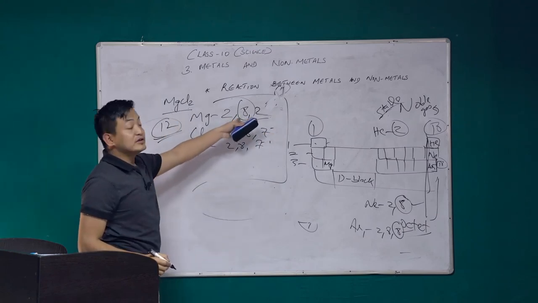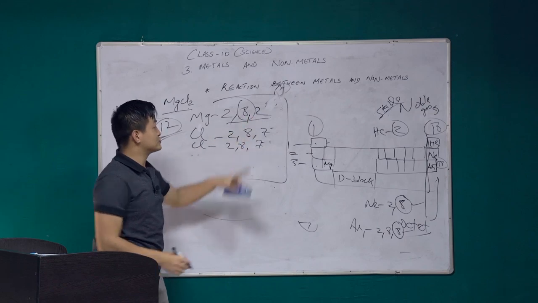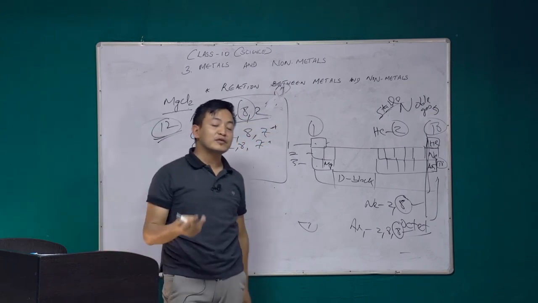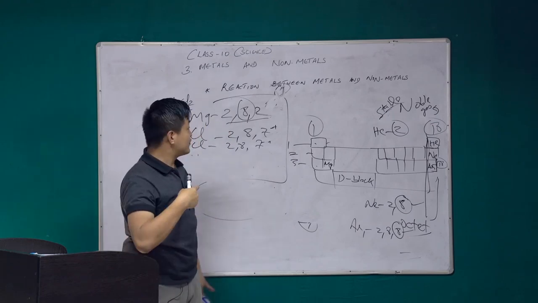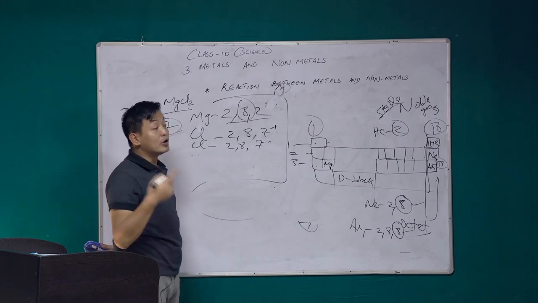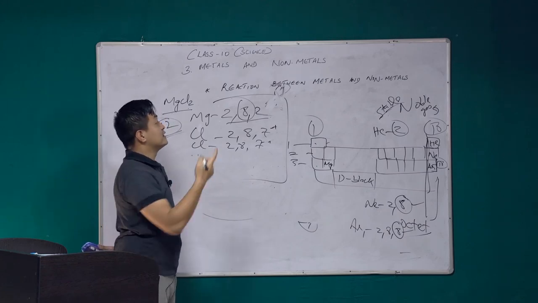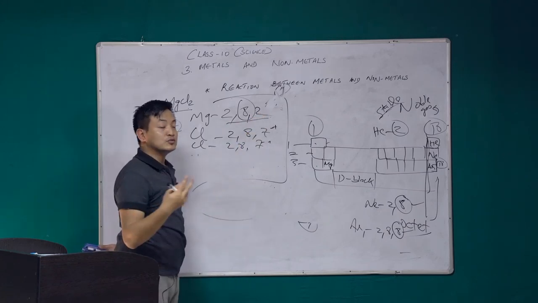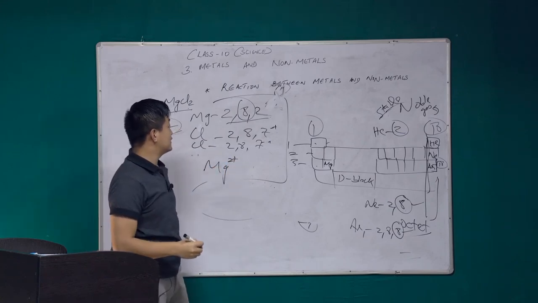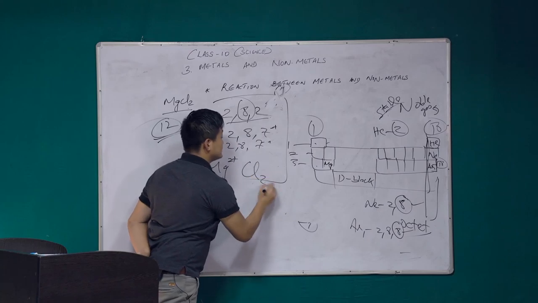So now magnesium would transfer these 2 electrons here, one each here. So that means magnesium is giving how many electrons? 2. So if I'm giving, it means I get a plus charge. How many plus charge will I get? We'll get 2 because I'm giving 2. So we have Mg 2 plus. Clear? Now we have 2 chlorine.